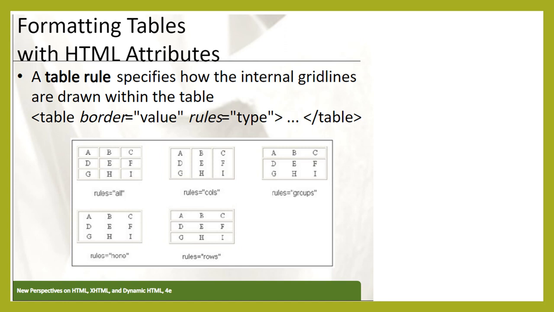Given below are tables with different specifications. The first table specifies the border for all the cells. The second table specifies borders for only columns. The third table specifies borders for specified groups. The fourth table specifies there is no border for any cell. And the fifth table specifies borders for only rows.